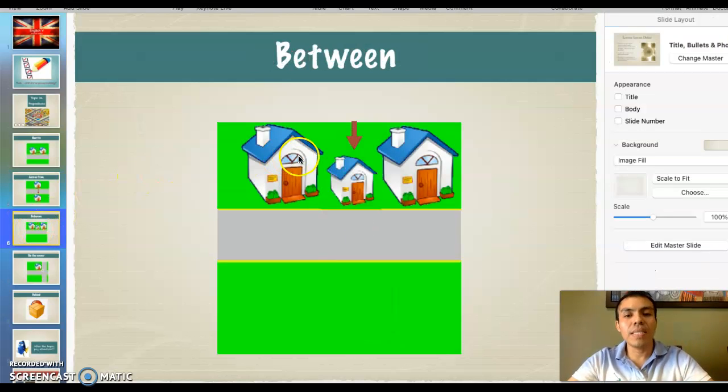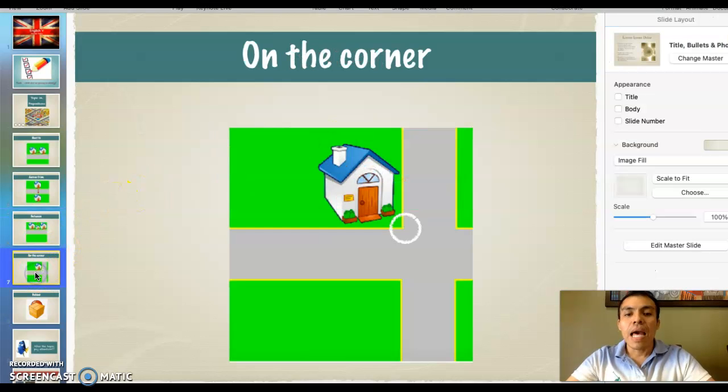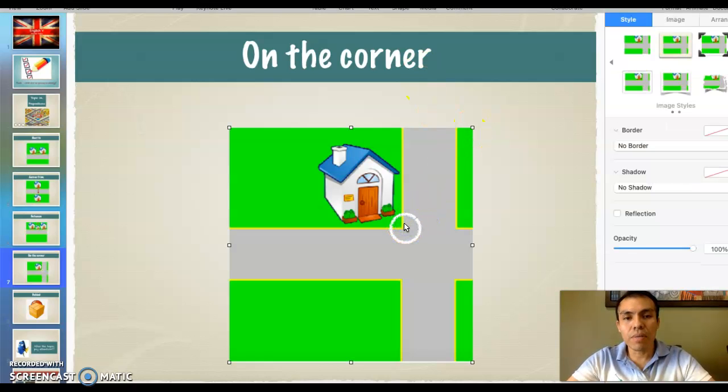Preposition number 3 is between. Observe and repeat. Between. The next preposition or expression is on the corner. Observe and repeat. On the corner.